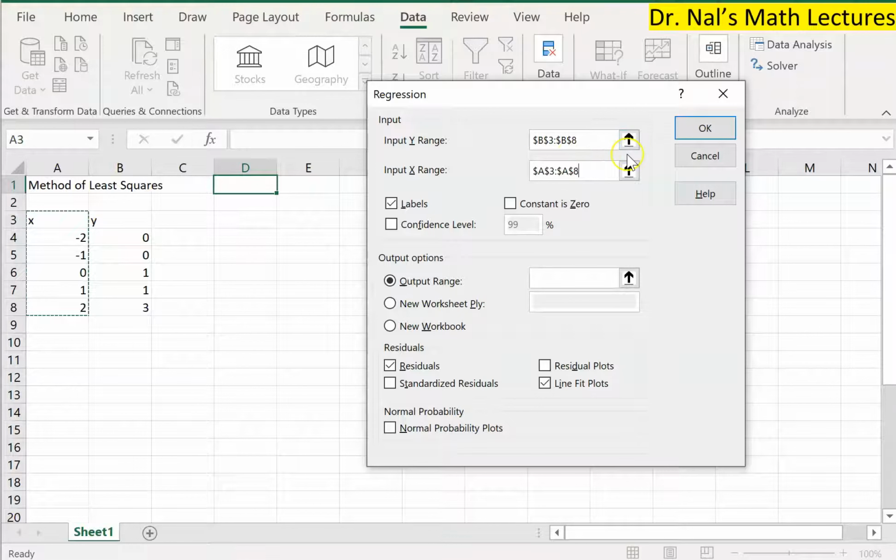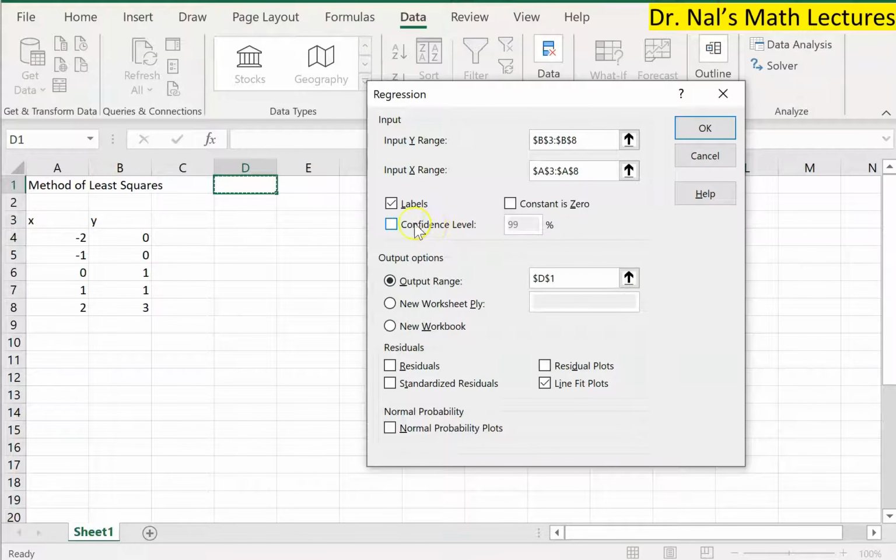And finally, we can plot some of the residuals. I'm going to remove this one. All I want is the line of best fit. And let me see. Yeah, that's pretty much it. I want the output to be on the same document, starting at D1 here.